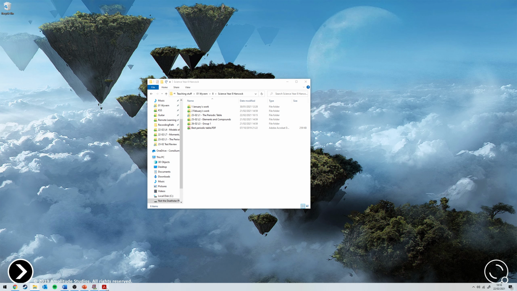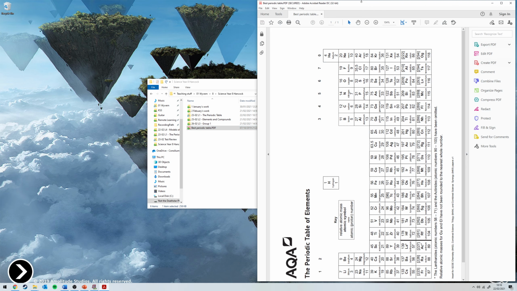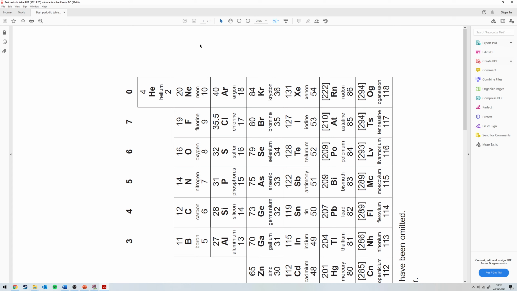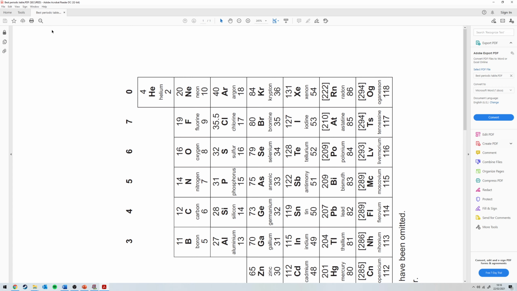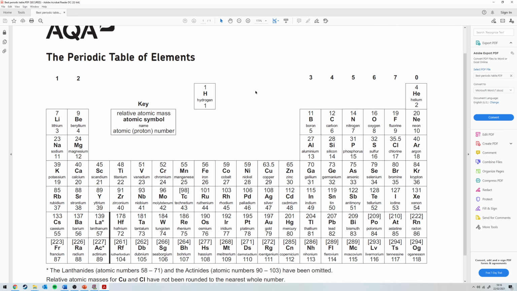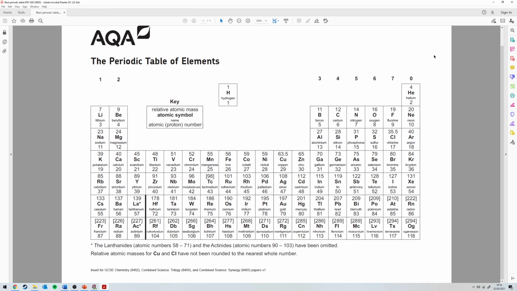The first thing I'd like you to do is, in the work folder, you see here is the best periodic table. The reason why this is the best periodic table is because it is the one you will get in your exam. But when you open it, it is sideways. So if you can open a PDF, the easiest way, if you're on a computer, is you go View, Rotate View, clockwise, and then it's the correct way up. Now, again, this is the best one because you'll get it on your exam, exactly the same as this.